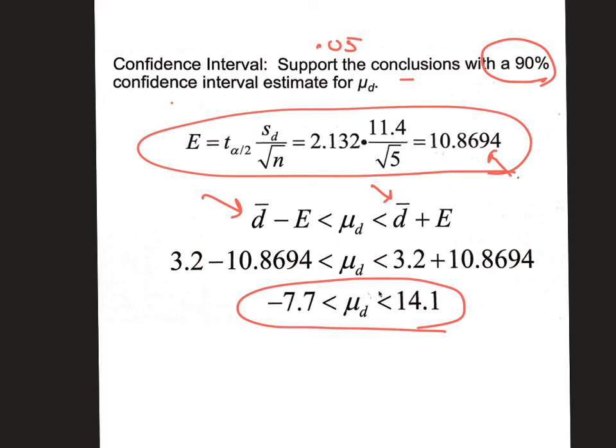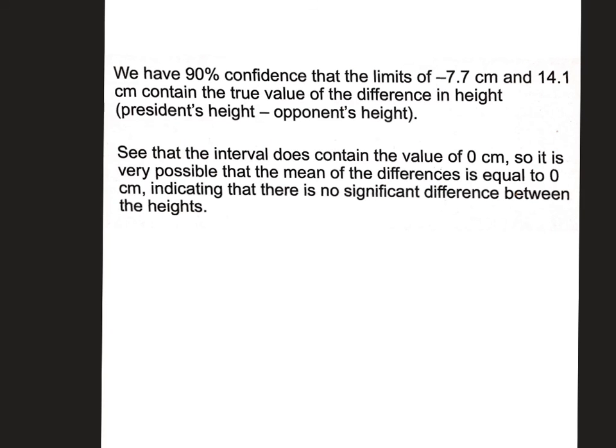Now the cool thing about that interval is obviously 0's in there, which means the mean of the differences could be 0 or very close to 0, which means there's not a significant difference in their heights. So I would again fail to reject the null. I'm 90% confident that the true mean of the differences is between those two, comparing the president's height and opponent's height. So the interval does contain 0. It's very possible that the mean of the differences is equal to 0, indicating there's no big difference between the heights. All right, so either method works.